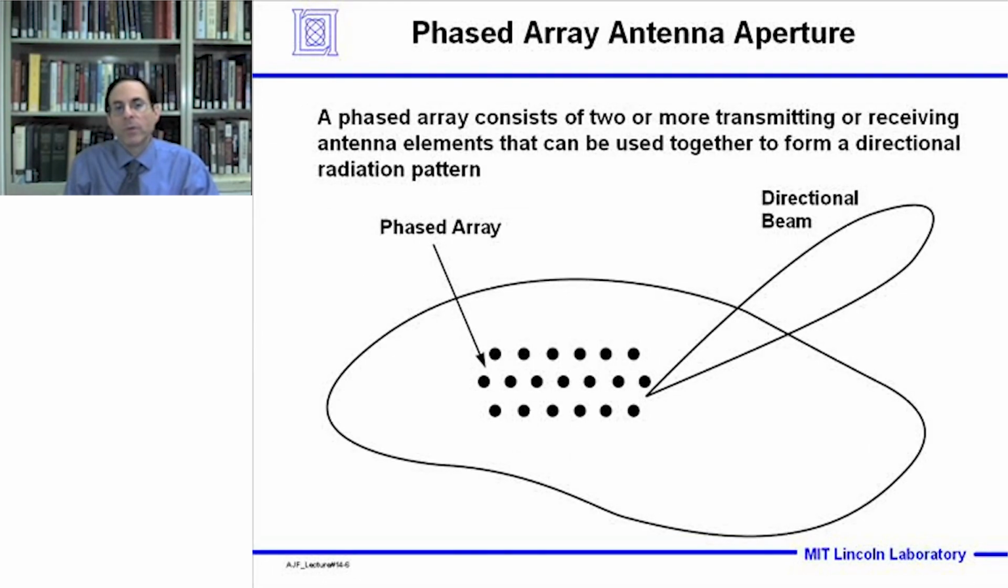And so a phased array antenna consists of two or more transmitting or receiving antenna elements that can be used together to form a directional radiation pattern. So a phased array would consist of multiple antenna elements on some surface, could be planar or conformal. The elements are used coherently to form a directional beam.